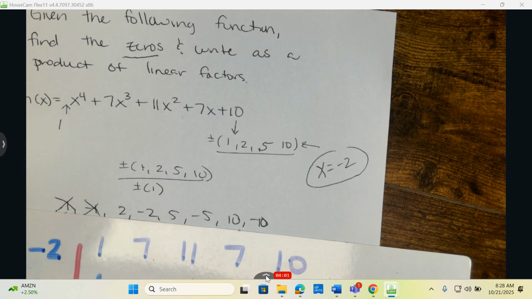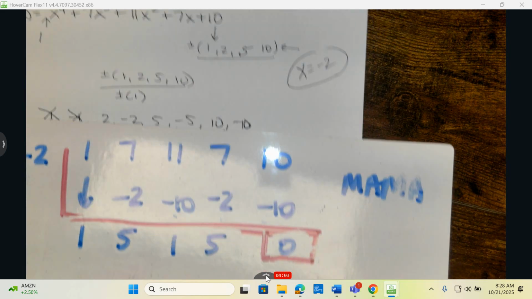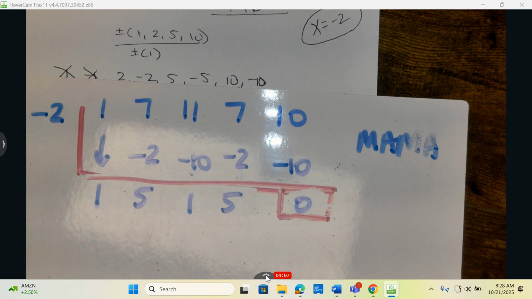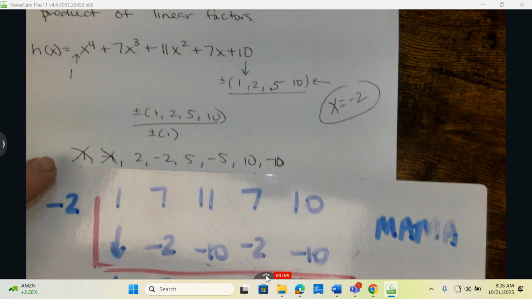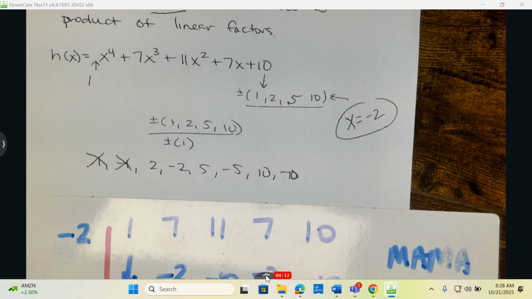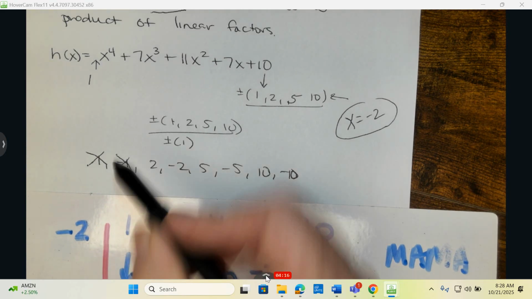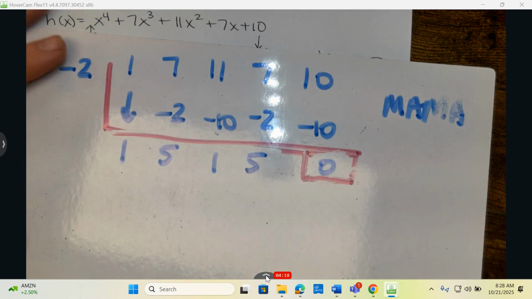That is one of the 4. Please listen very closely to me. If negative 2 works, can it work again? It can, okay? I will never test 1 or negative 1. By the way, females that tested 2, did 2 work? 2 did not work. I will never test 2, but let's test negative 2 again.